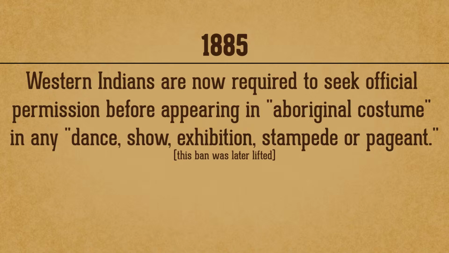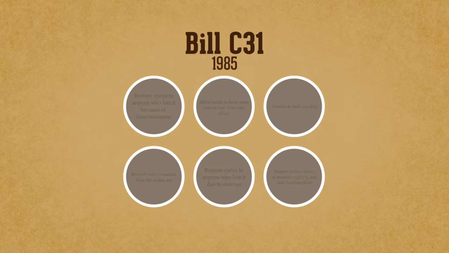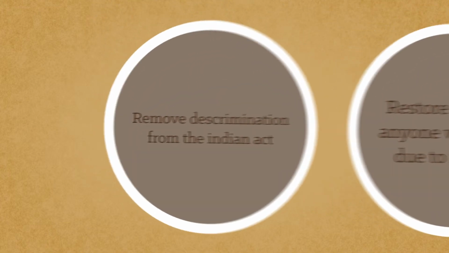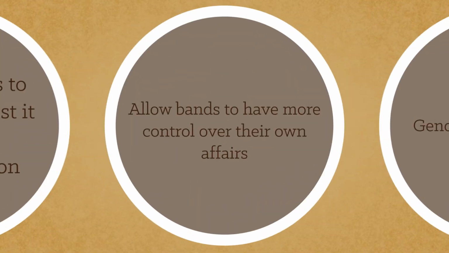or pageant. One of the biggest revisions to the Indian Act came in 1985 in the form of Bill C-31. Bill C-31 brought many changes to the Indian Act. These changes attempted to do three things: remove discrimination in the Indian Act, restore Indian status and member rights to any who had lost them, and allow Indian bands to have more control over their affairs.